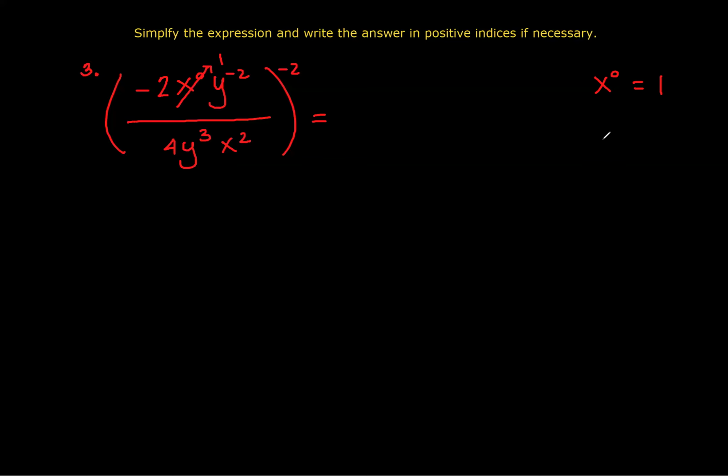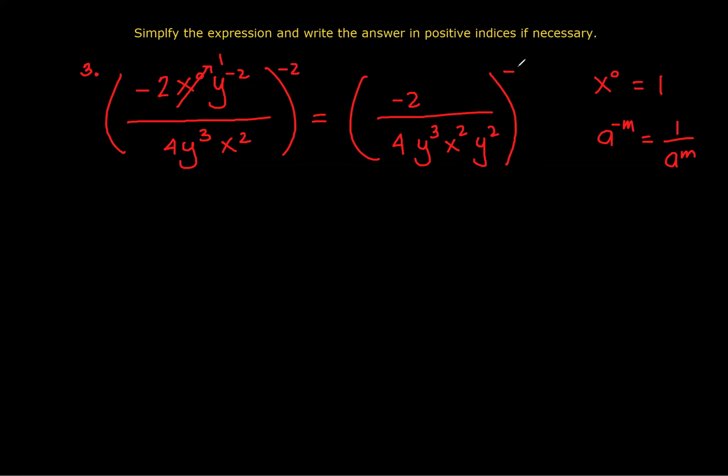Next, we will also use the negative exponent rule. Now, if you have a raised to negative m, it will be 1 all over a raised to m. So here, we will now write it as negative 2 times 1, which is still negative 2. And then the y raised to negative 2 will go down. So it will be 4y raised to 3, x raised to 2, and then y raised to positive 2, all raised to negative 2.